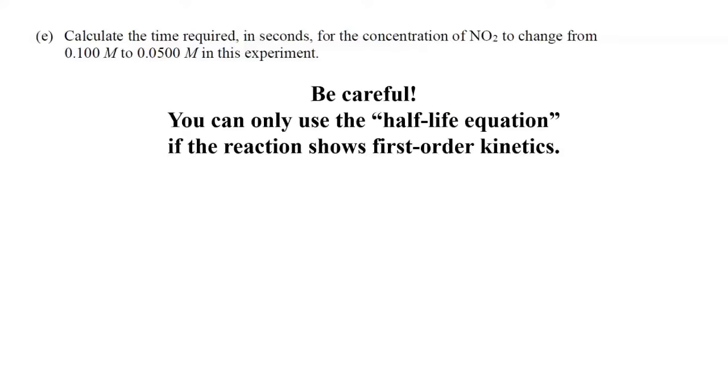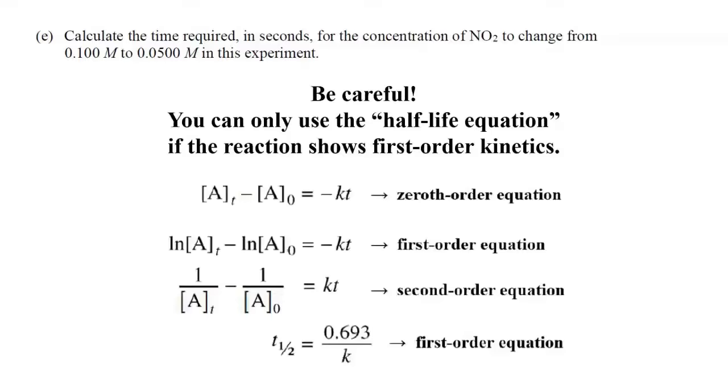All right, in part E of this question, it says calculate the time required in seconds for the concentration of NO2 to change from 0.100 molar to 0.0500 molar in this experiment. Now, you can look at this math and say that 0.05 is exactly half of 0.1. However, be careful. You can only use the half-life equation on the AP equations and constants sheet if you have first-order kinetics, and we do not have a first-order rate law.